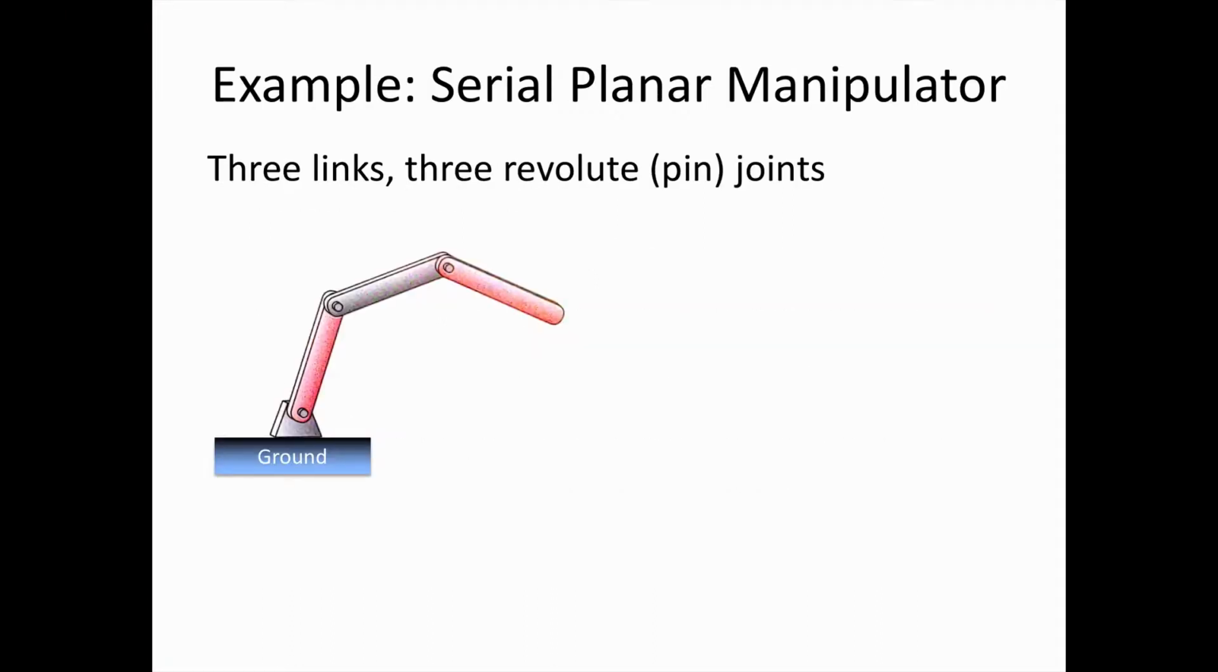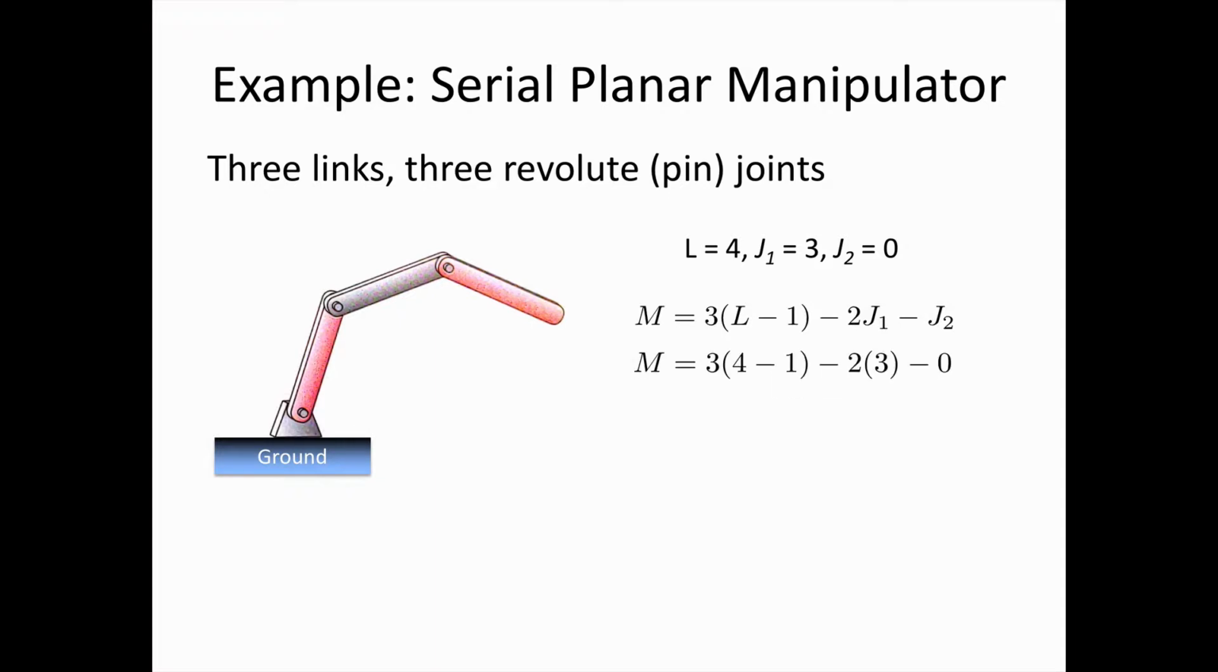And then for J2, each joint we add that's a half joint, we only subtract 1 degree of freedom. Here's an example of a serial planar manipulator, a robotic manipulator. Say we have 3 links, 3 revolute or pin joints, and it's grounded. So if we count the ground, L is equal to 4. The number of full joints is 3, the number of pin joints, and there are no half joints in the system. If we apply Kutzbach's equation, we can determine that the number of degrees of freedom in this mechanism is 3.